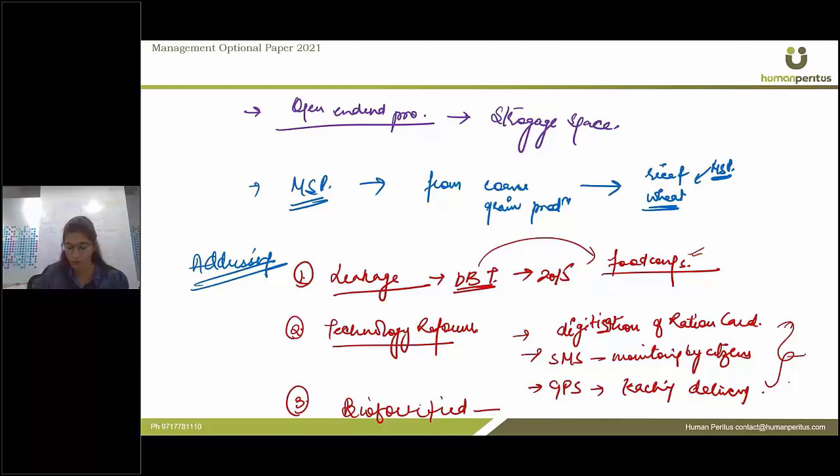Similarly, in technological reforms also, you can use your ideas, as in bio-fortified food. So basically, the idea is that in telling the way forward, you can cite both things: what the government has done and what you as the administrator would want to introduce. So this would reflect your own creativity and innovative ideas in your answer. So this is how you would answer your questions. Thank you.